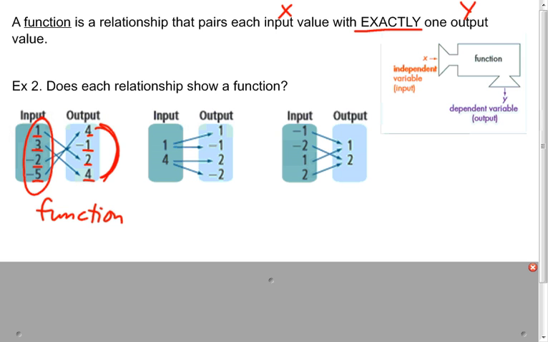In this one in the middle, the number 1 goes two different places, to 1 and to -1. The number 4 goes two different places, 2 and -2. Okay? I can only have one arrow coming from each input value.